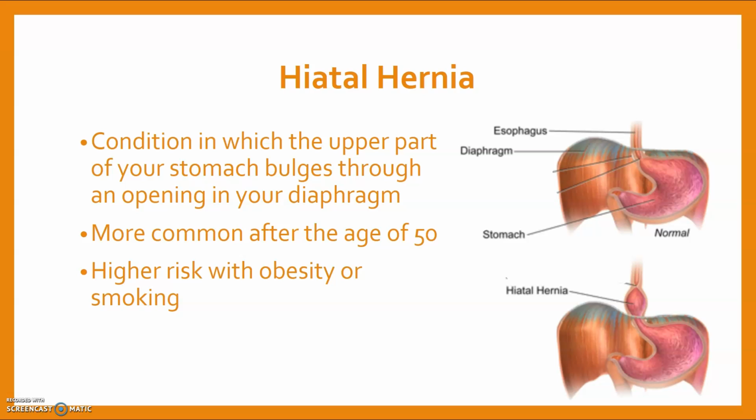Now, the most common cause of a hiatal hernia is an increase in pressure in the abdominal cavity. And there are risk factors that can increase the likelihood of developing a hiatal hernia. Hiatal hernias are going to be more common after the age of 50, and individuals who are obese or smoke are also at higher risk. And smoking increases the risk of hiatal hernia because it weakens the muscle of the diaphragm, which makes it more susceptible for the stomach to push through.